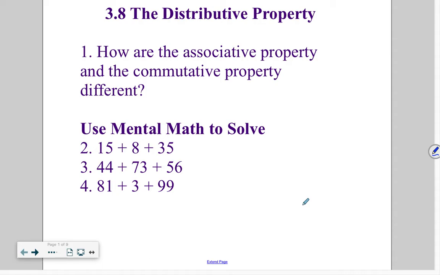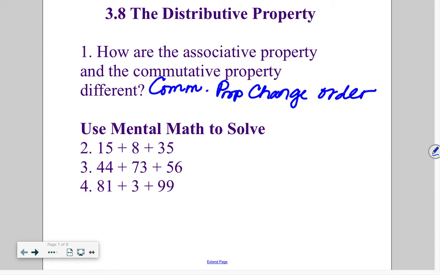How are the associative property and the commutative property different? Which group has a good answer? How are the associative property and the commutative property different? The commutative property, we change the order. In the associative, we just put the parentheses around different numbers. Okay, so in the commutative property we change the order, but in the associative property we change the grouping.